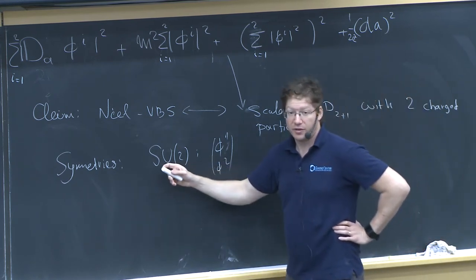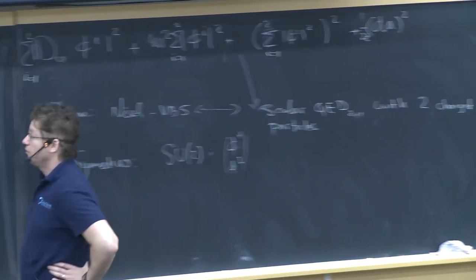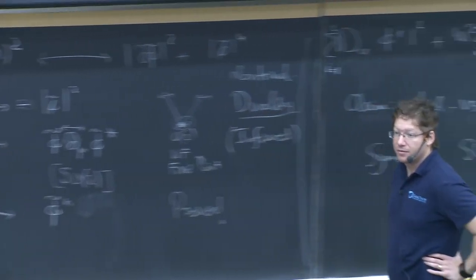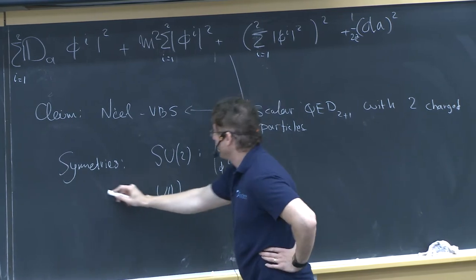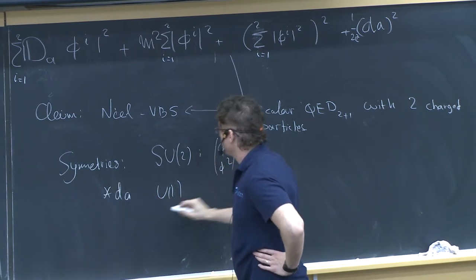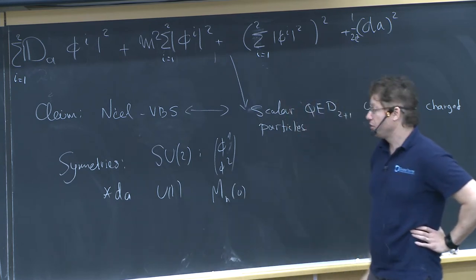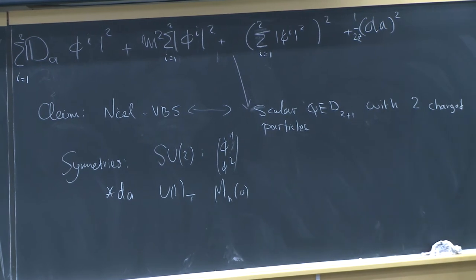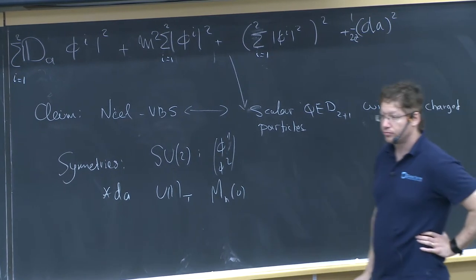The symmetry seems to be SU2, but there is another symmetry. What is the other symmetry? This is a symmetry. What about this guy? Okay? This is also a symmetry. So we have a U1, which is generated by star dA, and the charge operators are monopoles. We haven't added any monopoles, but they exist, and they carry the U1 topological charge. So if you just look at it naively, it seems that the symmetry is U1 times SU2.